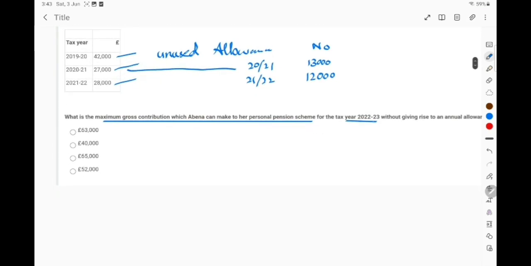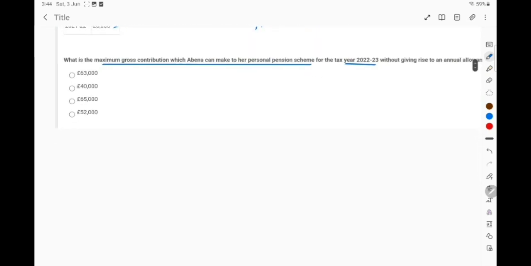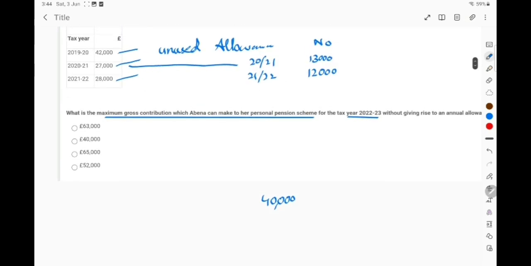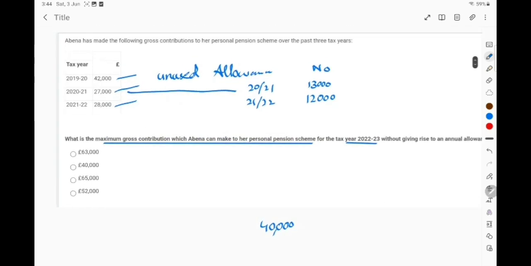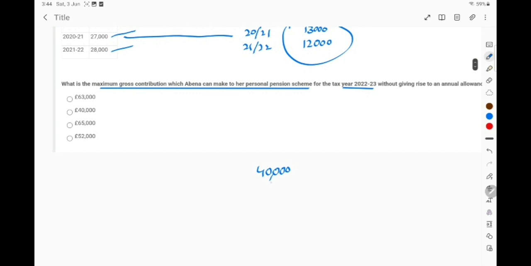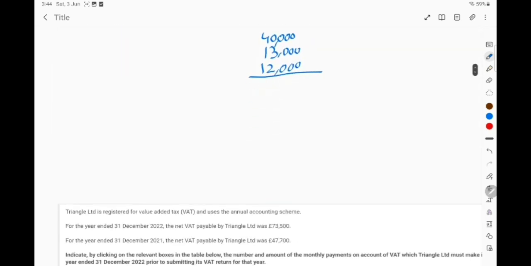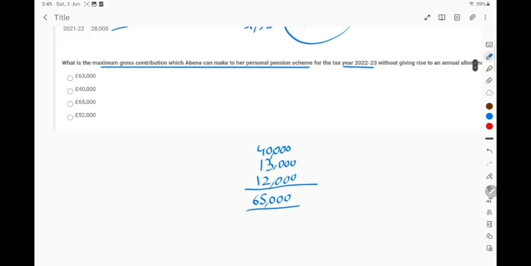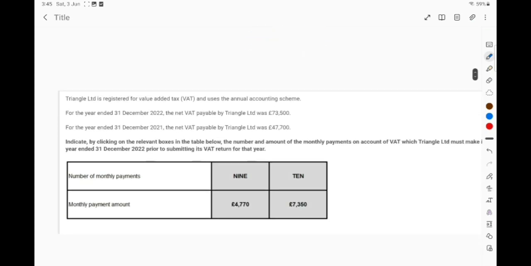So they are asking about 22-23. The current year allowance is 40,000 plus we can bring forward the previous 3 years' unused annual allowance, and in these previous 2 years the unused annual allowance is 13,000 plus 12,000, this is 25,000. So in total it is 65,000. So this is the amount without giving rise to an annual allowance charge.